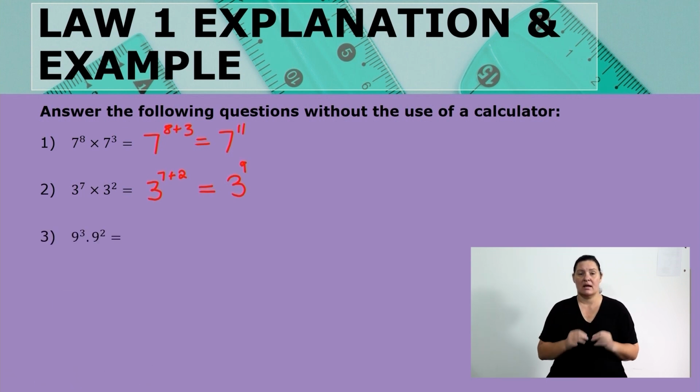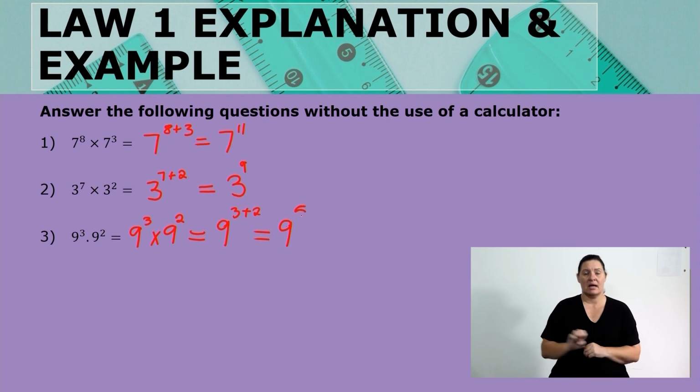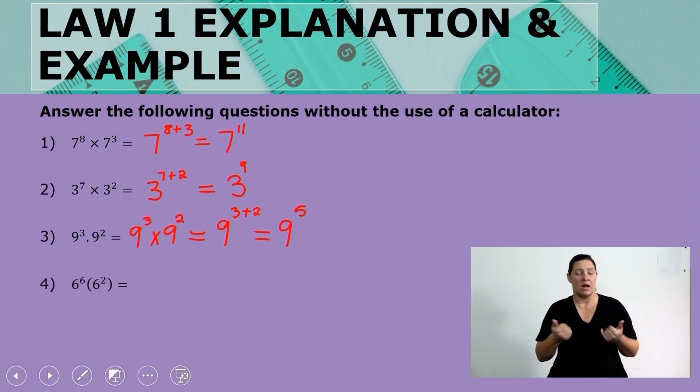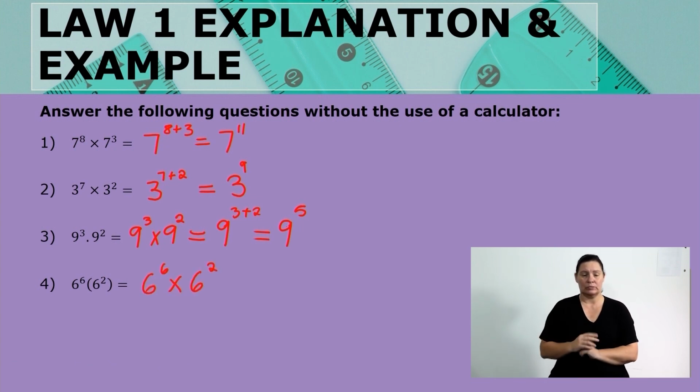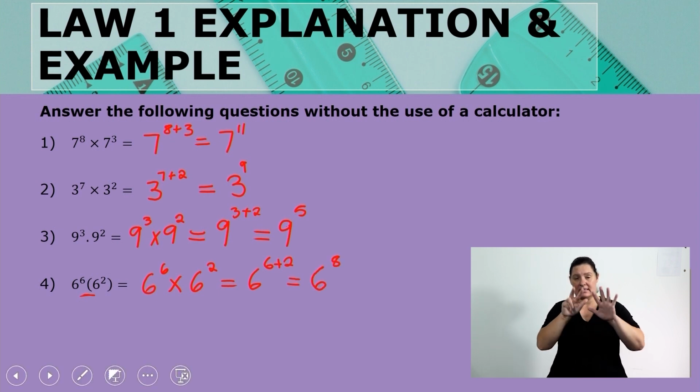Then we have 9 to the exponent 3 multiplied by 9 to the exponent 2, because that means multiply. We are going to do the same thing. We are going to keep the base and we are going to add the exponents, which is going to give us an answer of 9 to the exponent 5. Then our next one is 6 to the exponent 6 multiplied by 6 to the exponent 2, because again, that does mean multiplication. So we are going to keep the base and we are going to add the exponents, which is going to give us an answer of 6 to the exponent 8.